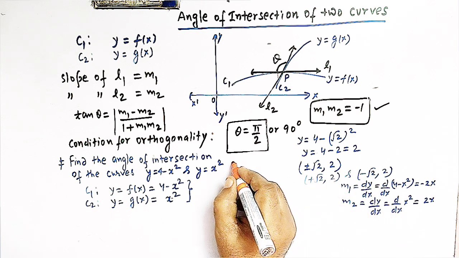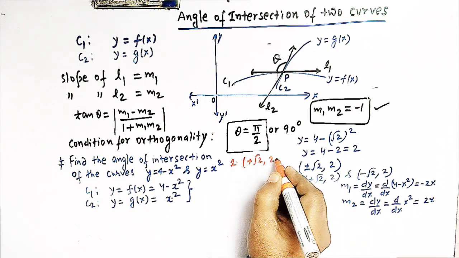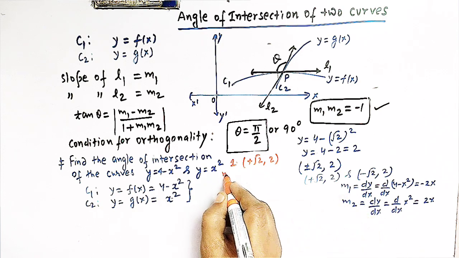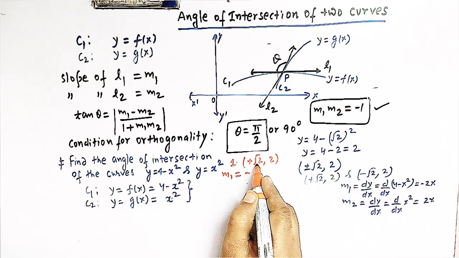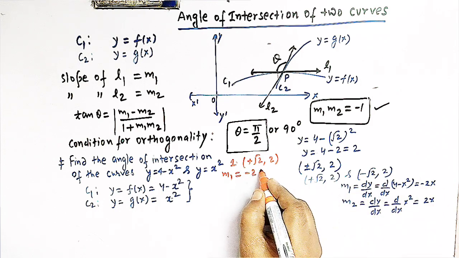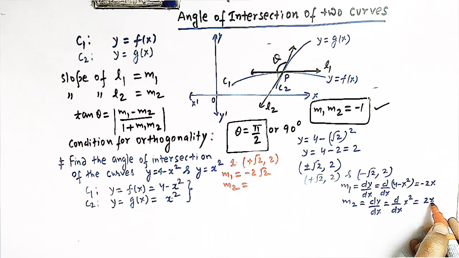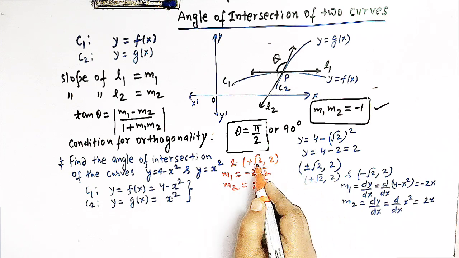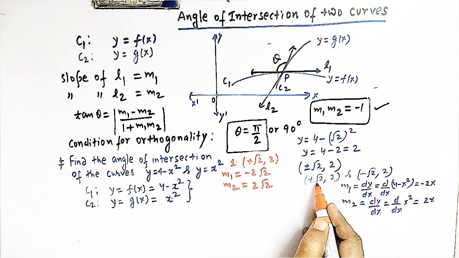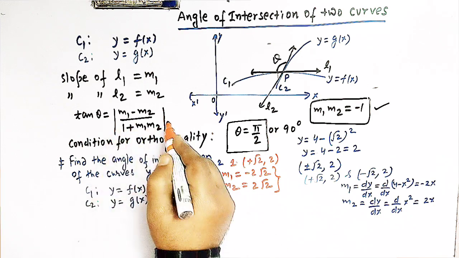So let us first take this point, that is (+√2, 2). So the value of m1 is given by −2x. Taking x equal to square root of 2, we have −2 times root 2, and the value of m2 is given by 2x. So this is 2 times root 2, because the value of x is plus square root of 2, right? Okay, so now let us substitute these values of m1 and m2 in this formula.